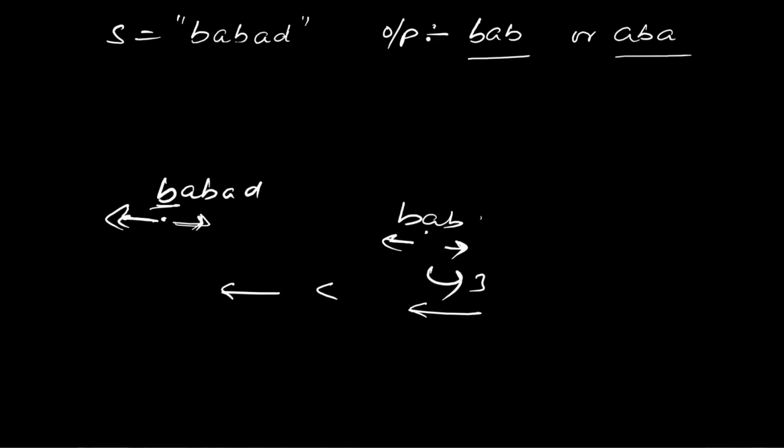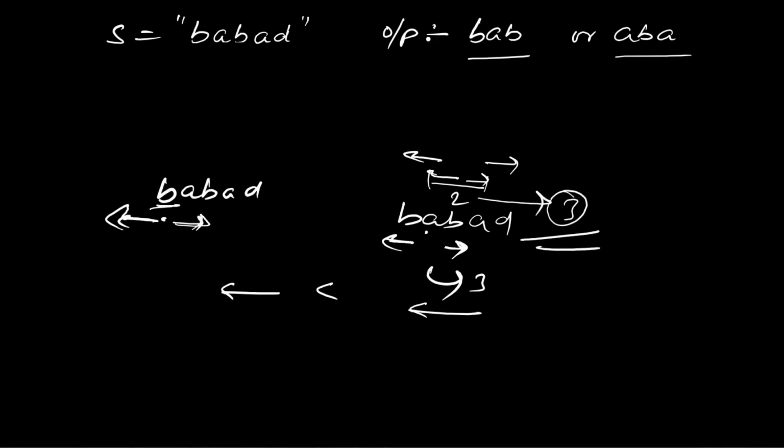Again, if we are at index number 2 and we are moving left and right simultaneously, we can see that A and A are equal. We can move again, and we see B and D are not equal, so this will not be valid, but ABA is a valid substring. So if you are moving from this point, we can move only one distance left side and one distance right side. So the length of this substring is going to be 3.